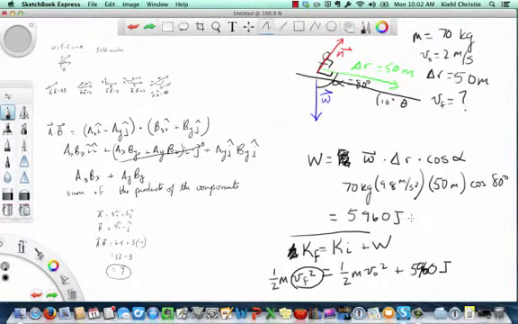Now we're after v final, so we move some stuff around. When you move all that stuff real quickly, what you're going to get is v final equals the square root of v naught squared plus 2 times the work, so 2 times 5960, but I'm just going to write work because I don't have space, over the mass. And when you plug all that stuff in, you're going to get 13 meters per second.